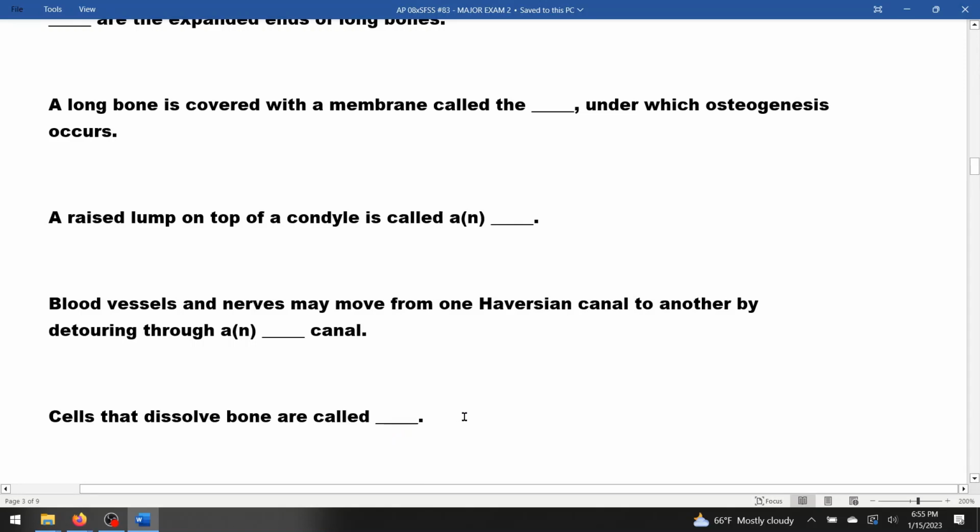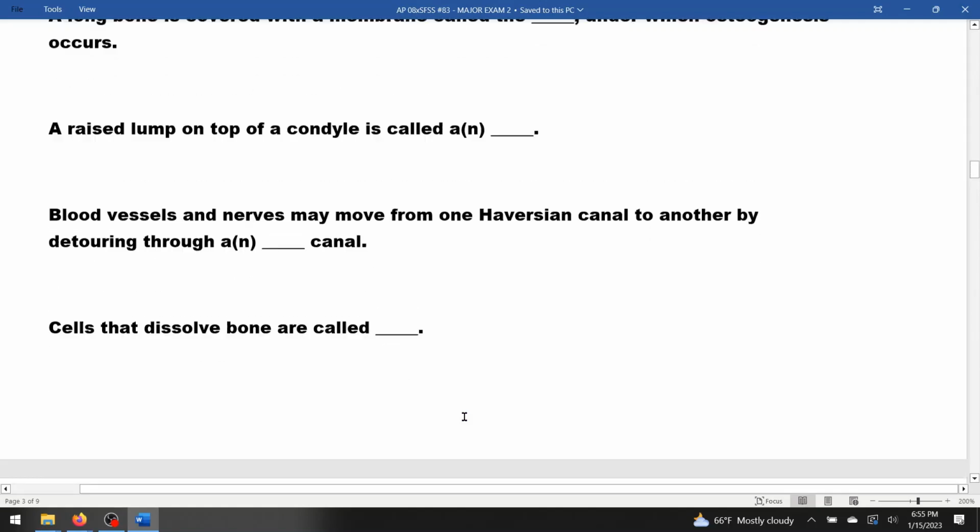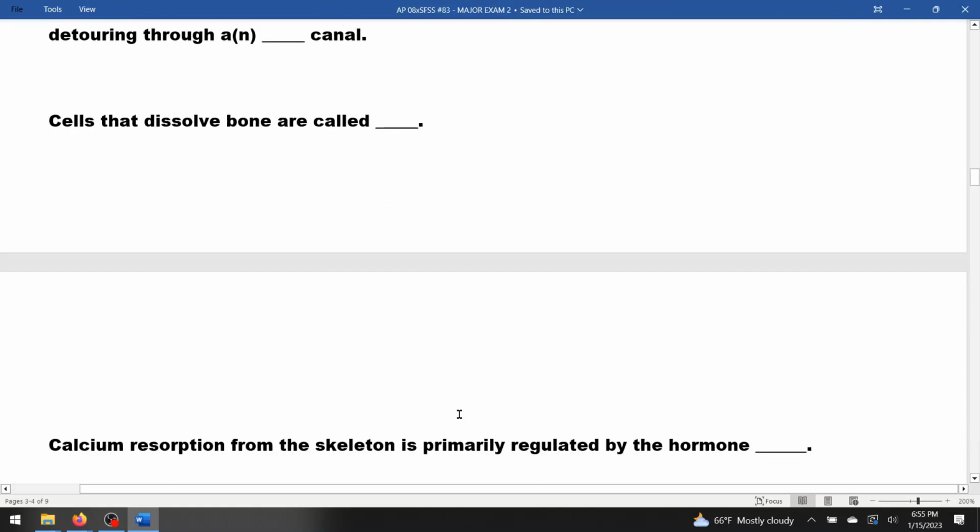Cells that dissolve bone are called, okay, so this would be bone breaker, osteoclast. Osteoclast, a bone breaker. Calcium resorption from the skeleton is primarily regulated by the hormone PTH, or parathormone.